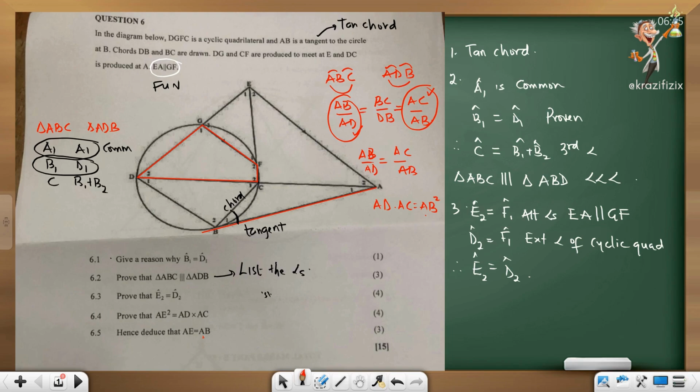Okay, let me show you how to work out 6.4. I'm going to work backwards now. Please listen. The examiner says prove that AE squared. So I know that for me to get AE squared, I have to multiply AE by AE, right? So I'm working backwards. This is a skill. AE times AE. Oh, okay. Then I know I need to have what? AD and what? AC. If I can get this ratio, I'll get that answer.